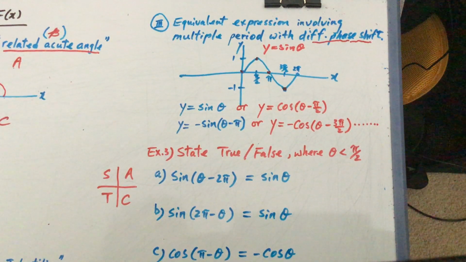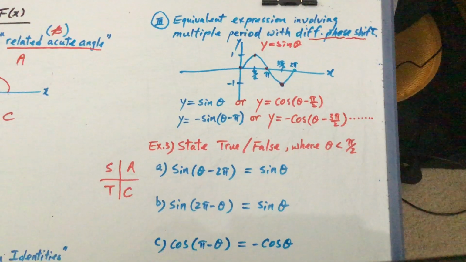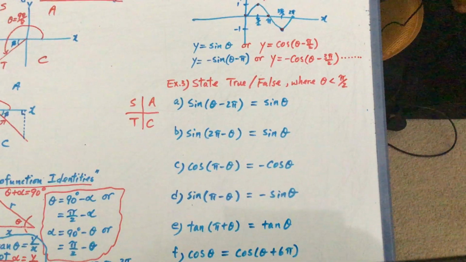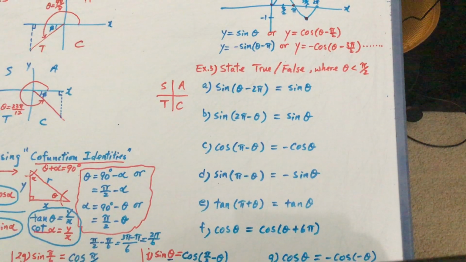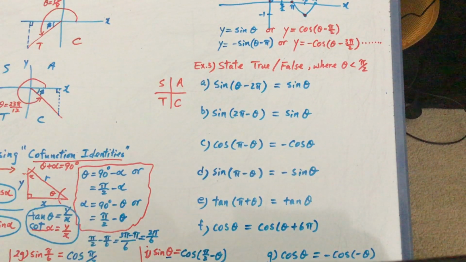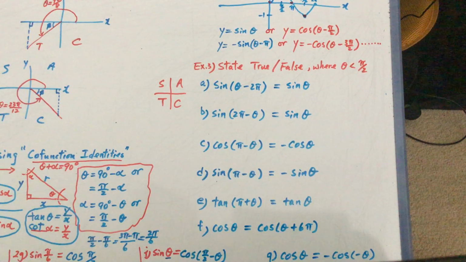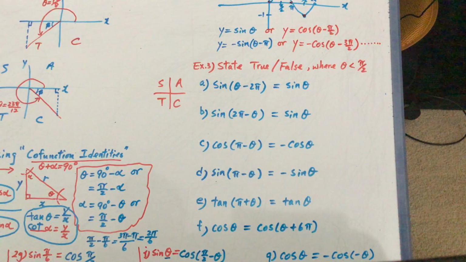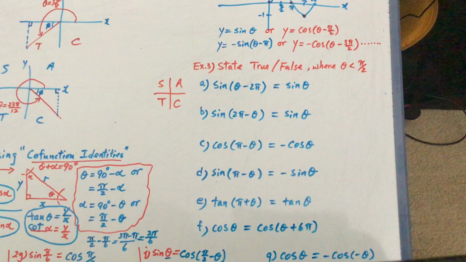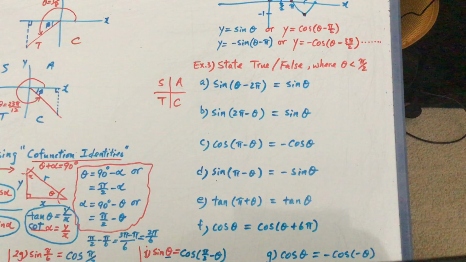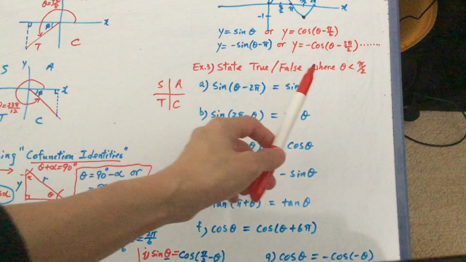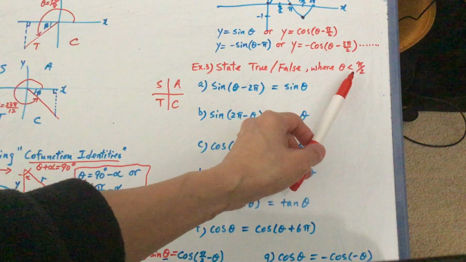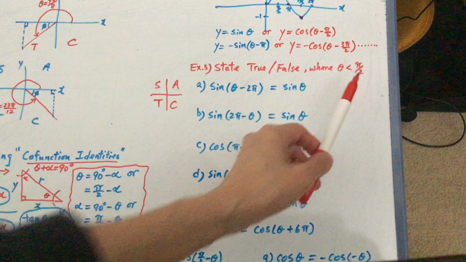Now I want to go over example number 3 together with all of you, so that you get to see some of the equivalent expressions there. Example number 3 is asking, state whether each of the following are true or false. In order for us to decide whether they're true or false, first of all, we have to make sure that the theta on the expression, this angle here, is less than 90 degrees, less than pi over 2.